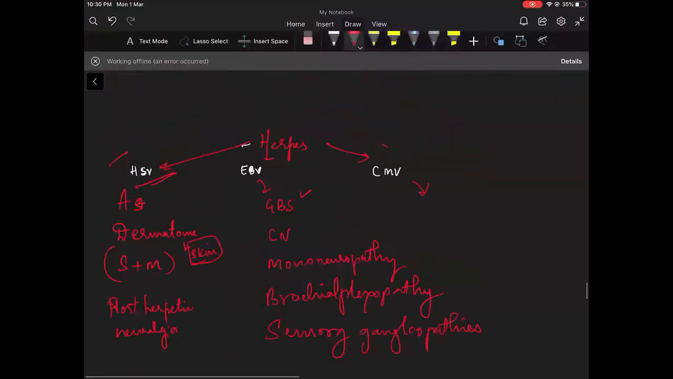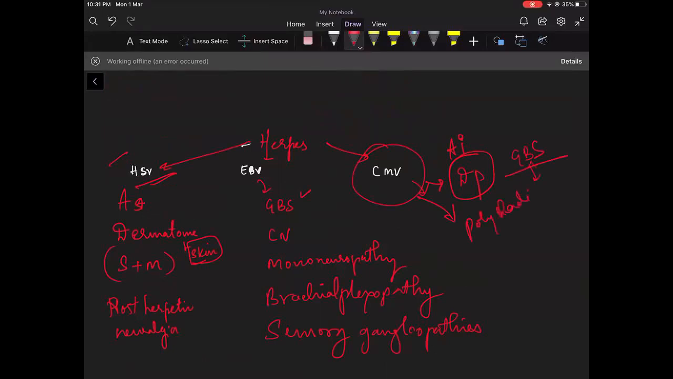In CMV, as we had previously discussed, the patient presents with a demyelinating pattern of involvement, which could be an acute inflammatory demyelinating pattern like a GBS-like presentation, or the patient could have polyradicular neuropathy. That is the same thing.